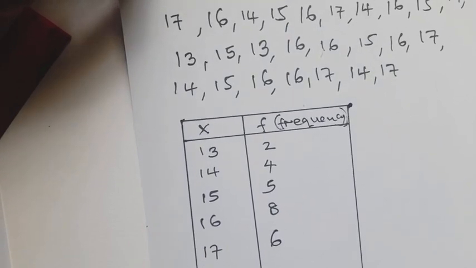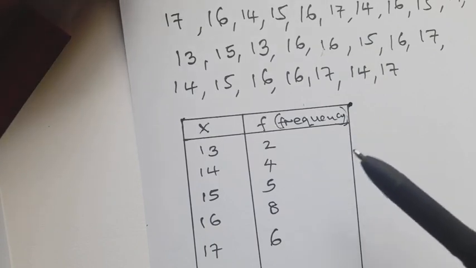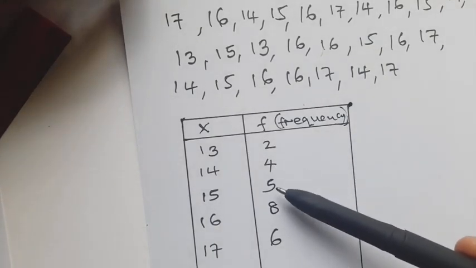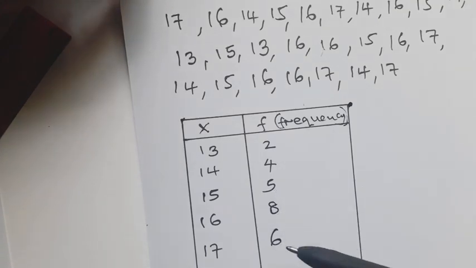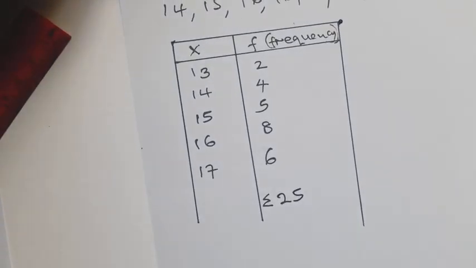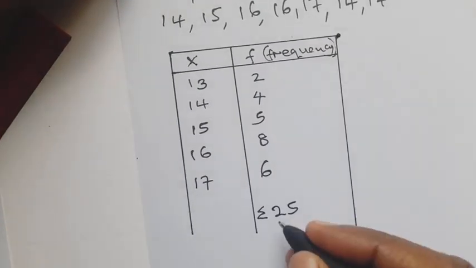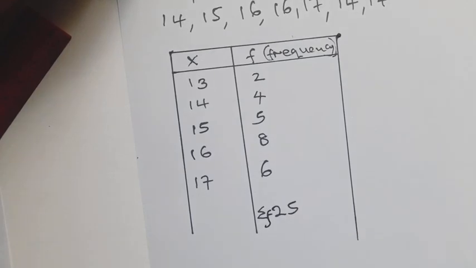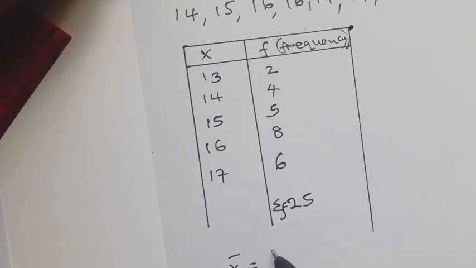Now this frequency should add up to 25, because these are 25 students. So this is 6 plus 5, it gives you 11, plus 8, it gives you 19, plus 6, it gives you 25. So it agrees with the question. Now, once you are done with this, this is sigma f, and we want to calculate the mean. The mean, x bar, is always given by the summation of xf divided by the summation of f.